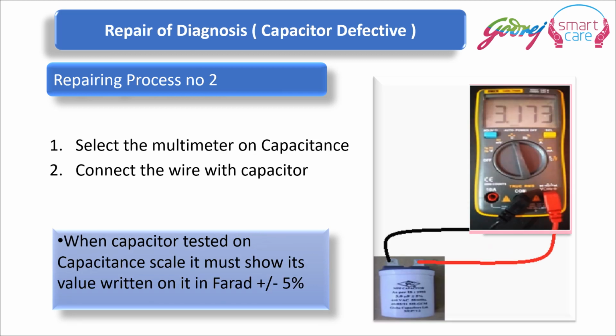Select the multimeter on capacitance. Connect the wires with the capacitor. When the capacitor is tested on the capacitance scale, it must show the value written on it in farad, plus or minus 5%.